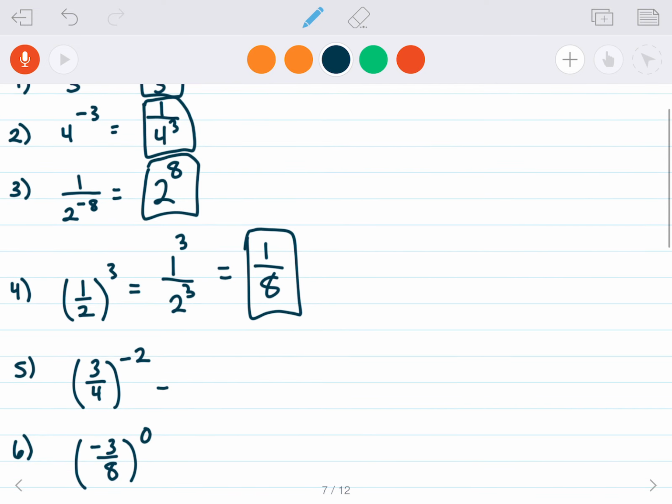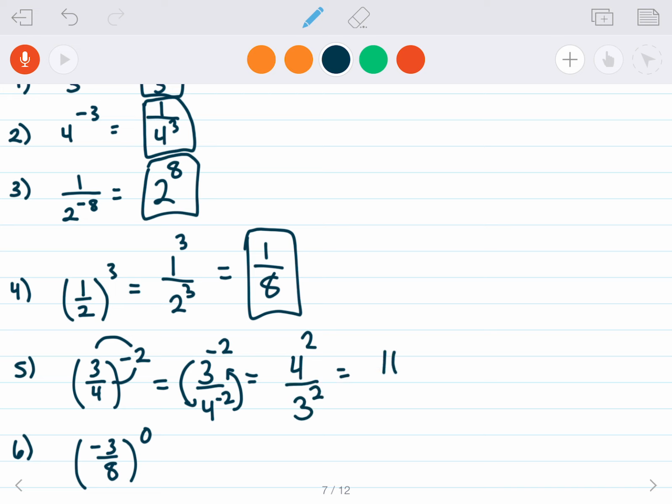Okay, let's look at number 5. First we can distribute this negative 2 to the exponents of both 3 and 4. So this is the same thing as 3 to the negative 2 and 4 to the negative 2. To make these exponents positive, I can bring this one down here, and I can bring this one up here. So this becomes 4 to the positive 2 over 3 to the positive 2, which is 16 over 9. 4 squared is 16, 3 squared is 9.